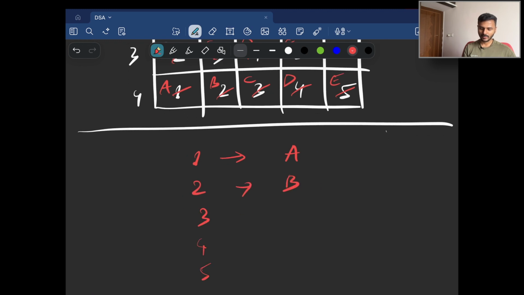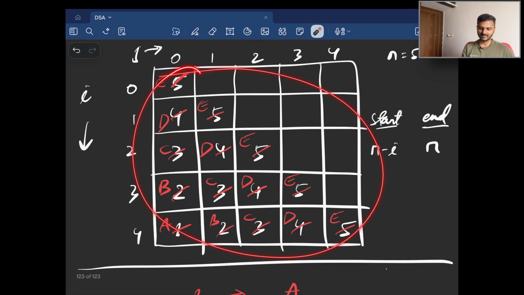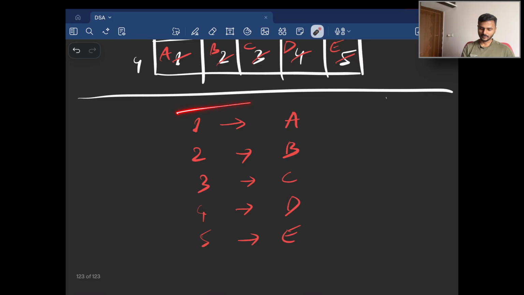Similarly, for 3, 4, and 5, how am I going to print C, D, and E respectively? Because if we can make this transformation, we will be able to use the exact same code, of course, with a little bit of modification to print this pattern. So this is pretty simple for you now.